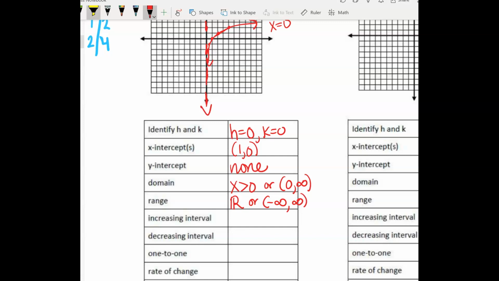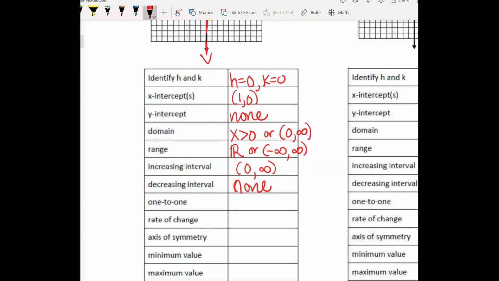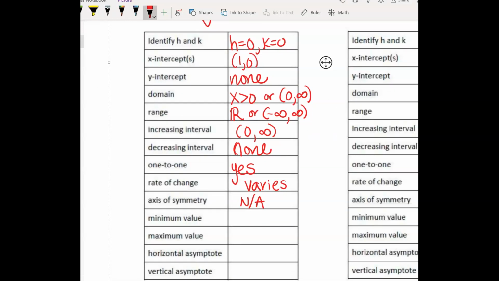This function is entirely increasing if we move across the graph from left to right. So we will have an increasing interval that includes the entire domain, so that's from 0 to infinity, and no decreasing interval. This is a function, and it does pass the horizontal line test as well, so it's 1 to 1. Again, you're not going to be responsible for rate of change here, and axis of symmetry is not applicable. Because this function continues to rise and fall infinitely, there is no minimum or maximum value. And since it's a log function, it has that vertical asymptote instead of the horizontal asymptote.